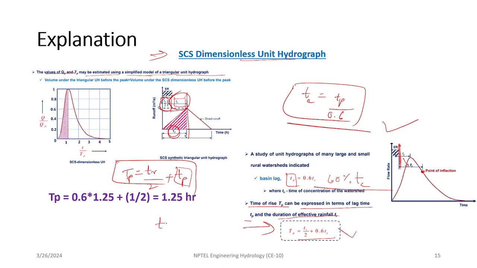Now you should have some idea of the relation between TP and TC. If you are trying to compute TP, then TP will be roughly 60% of the time of concentration. Now you have to put this value here and compute the total time of rise. Got it? See whether you are getting this value or not.